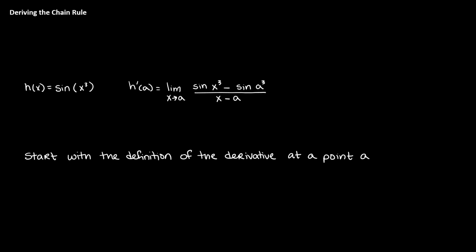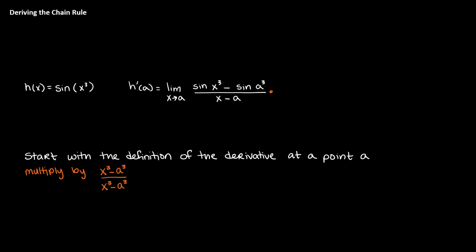Let's derive the actual formula for the chain rule using an example like our h of x function. So we'll start by using the definition of a derivative at a point. So we have our limit definition applied to the function sine of x cubed. And we can't do direct substitution here. We would get an indeterminate form, but we do know that we can manipulate this limit to make it so that we're able to evaluate it.